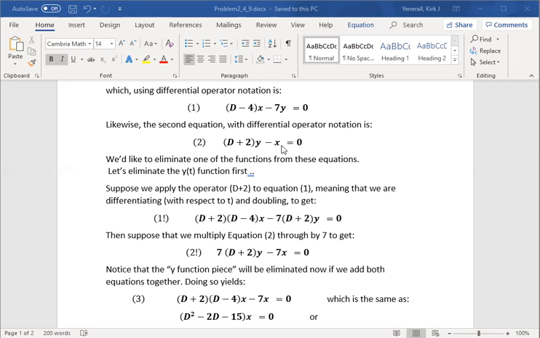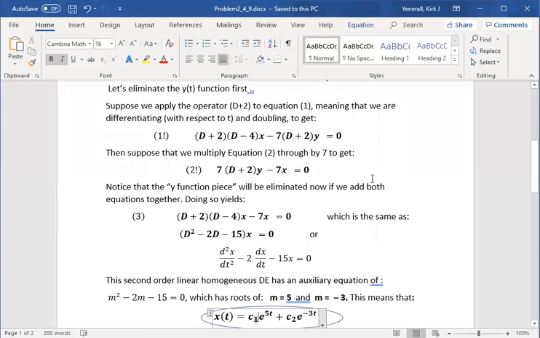I'm going to take the second equation and multiply through by 7, just taking 7 times every piece. So 7 times (D plus 2) of y minus 7 times x equals 0 times 7, which is again 0. So now we've got these two doctored up equations, after applying D plus 2 to the first equation and multiplying the second equation through by 7.